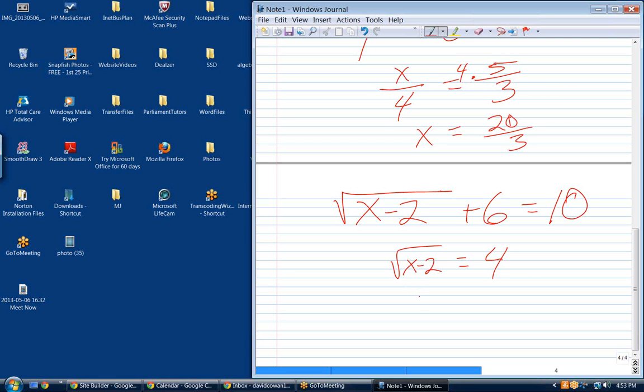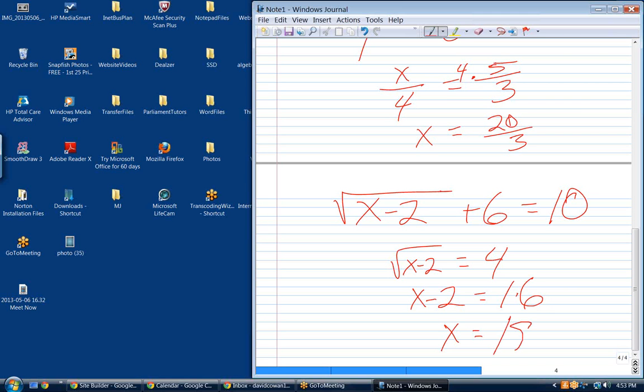What do you get when you square the left side? What do you get? X minus 2. When you square the right side, what do you get? 16. Now what? Now the final line. Wait, can you hear me? Yeah. What's the final line of our equation? 18. Good. X equals 18.